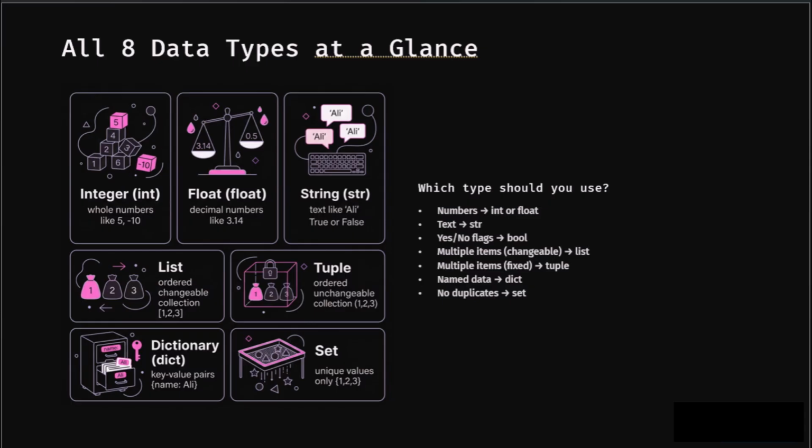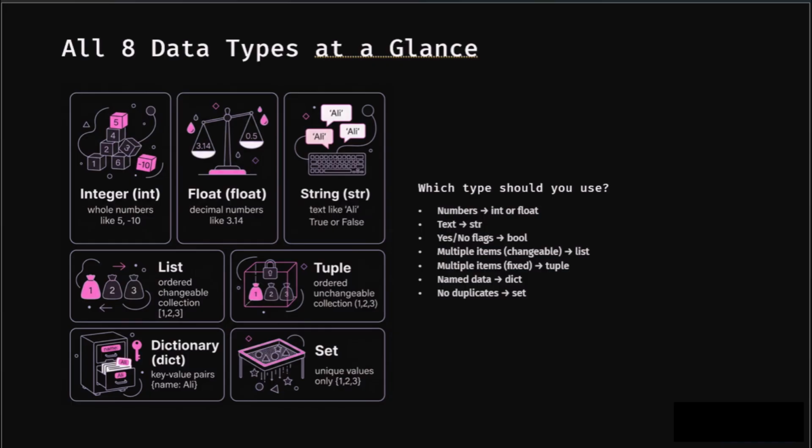All 8 data types at a glance. To wrap up our lesson on data types, let's take a final look at this summary. This is your ultimate cheat sheet for deciding which data type to use in your projects. We've covered the core 4: integers for whole numbers, floats for decimals, strings for any kind of text, and booleans for those essential true or false logic flags. Then we explored the collections.